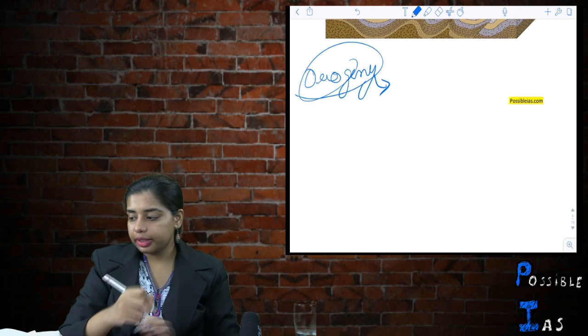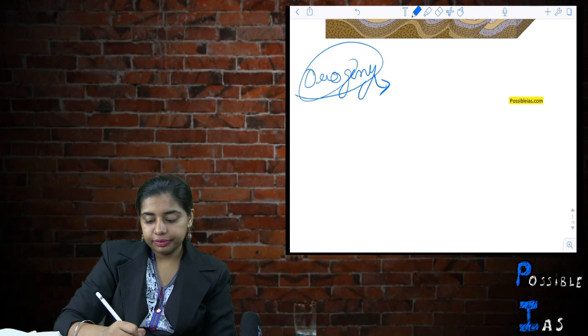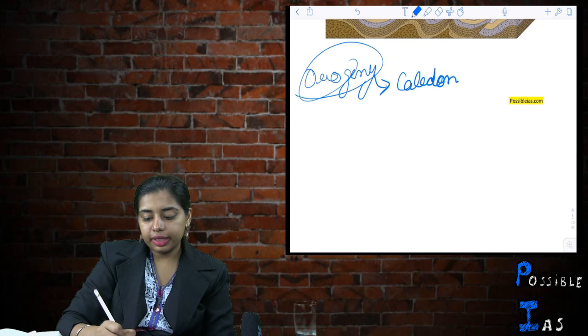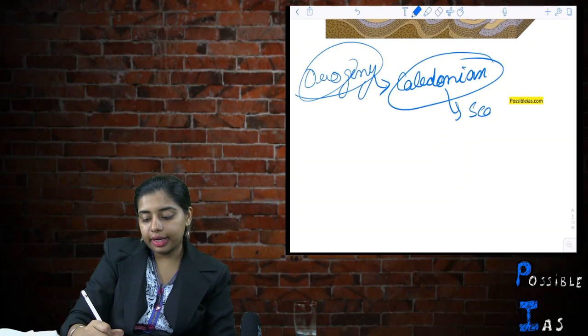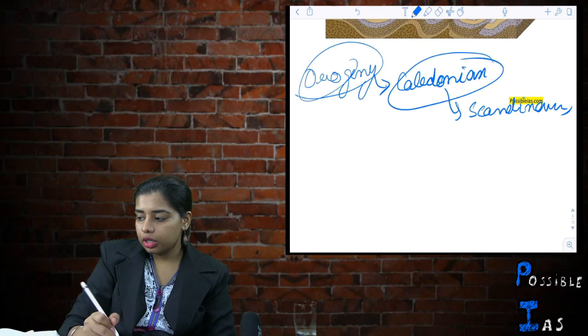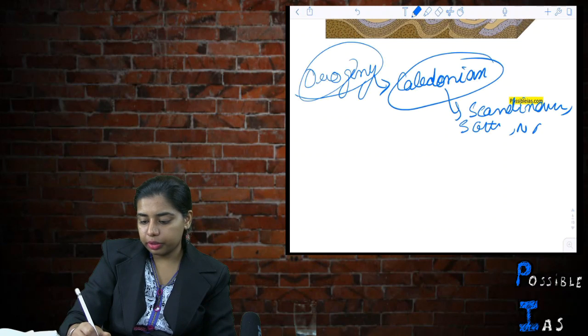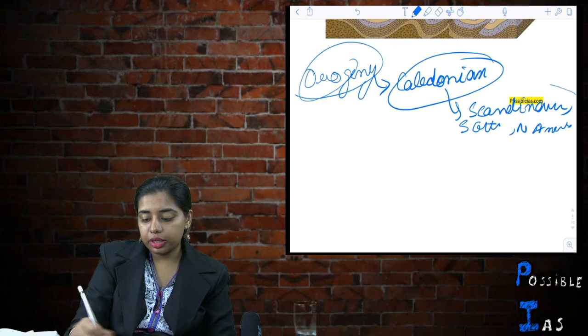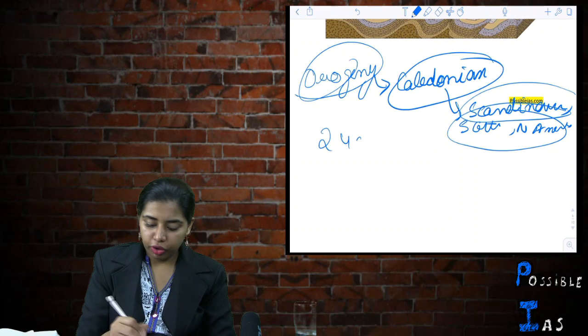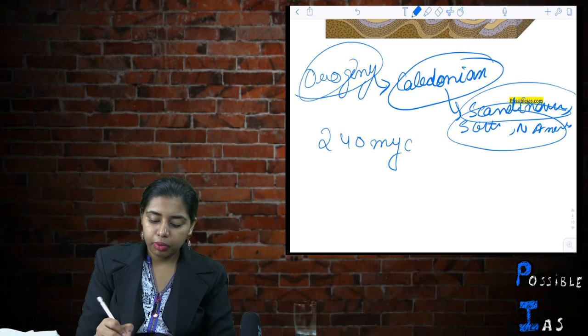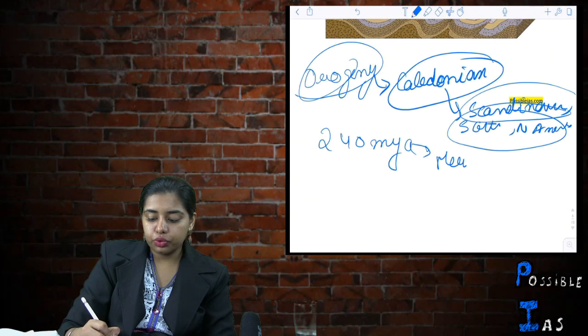The first one is Caledonian. Which mountains were formed there? The Scandinavian mountains, the Scottish mountains, and some part of North America. These were the mountains which were formed during the Caledonian orogeny. Then around 240 million years back, what happened? Hercynian orogeny.